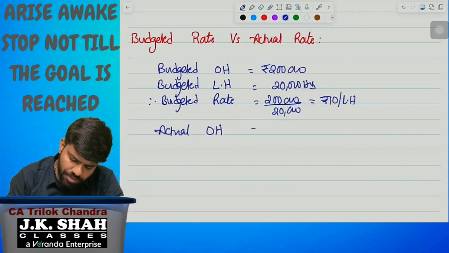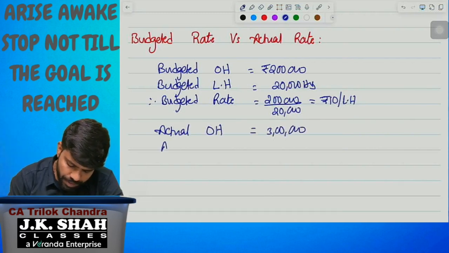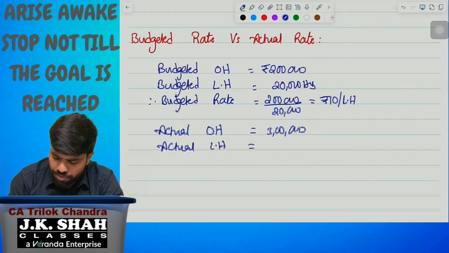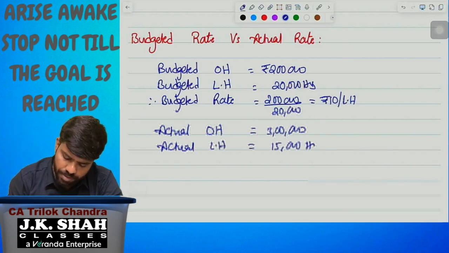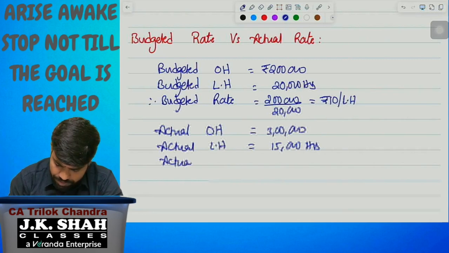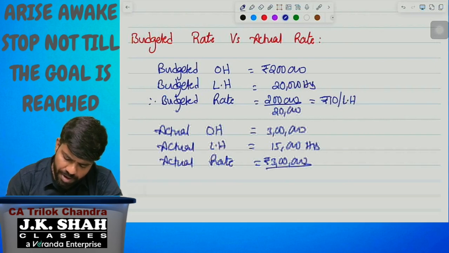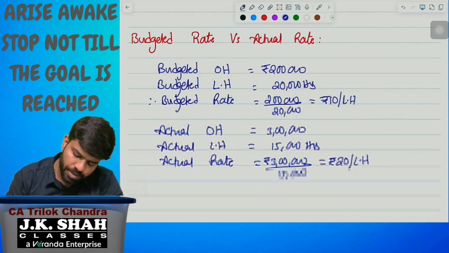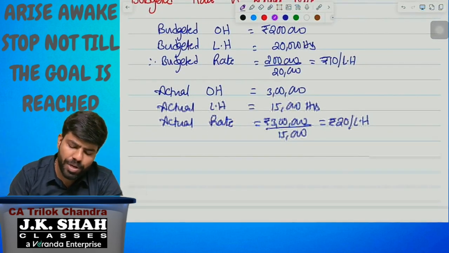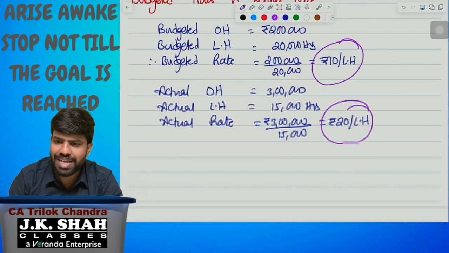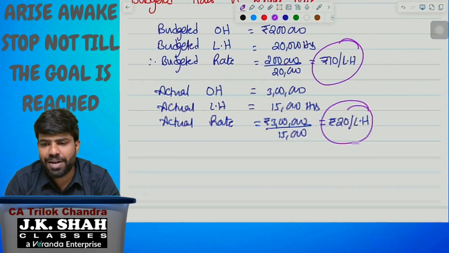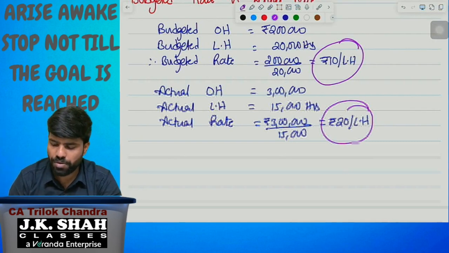Actual overheads equal to 3 lakh. Actual labor hours equal to 15,000. Actual rate equals actual overheads 3 lakh rupees divided by actual labor hours 15,000 hours, which equals rupees 20 per labor hour. So please understand, there are two rates now. One is the budgeted rate and one more is the actual rate. Okay, now.